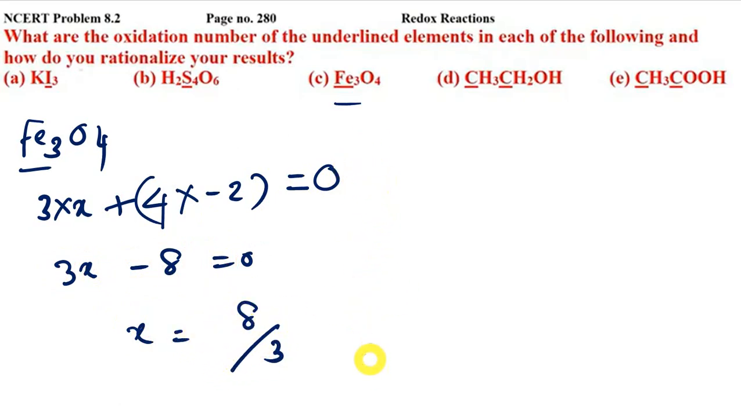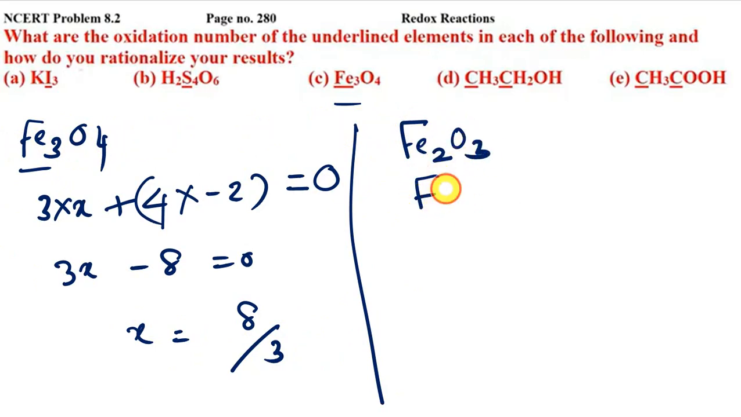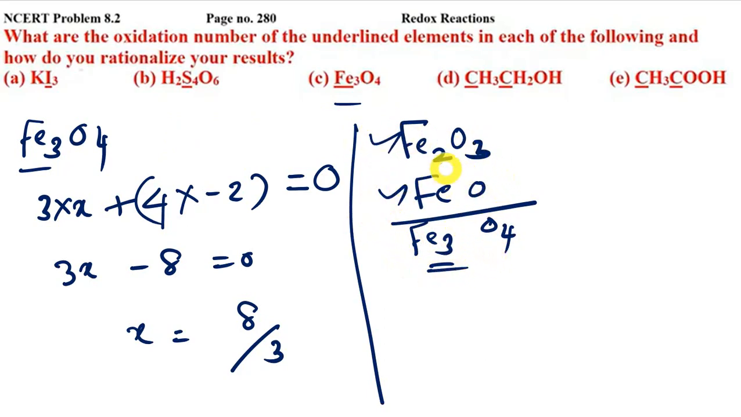Again, what is that? This is a fraction. So oxidation number cannot be a fraction. Let us justify this one. We will rationalize this one. So this Fe3O4 is nothing but Fe2O3 and FeO. Right? So here we can write it as Fe3O4. So let us find out the oxidation state of iron in these two compounds. In FeO, we know that oxygen is minus 2, so iron should be plus 2 here.